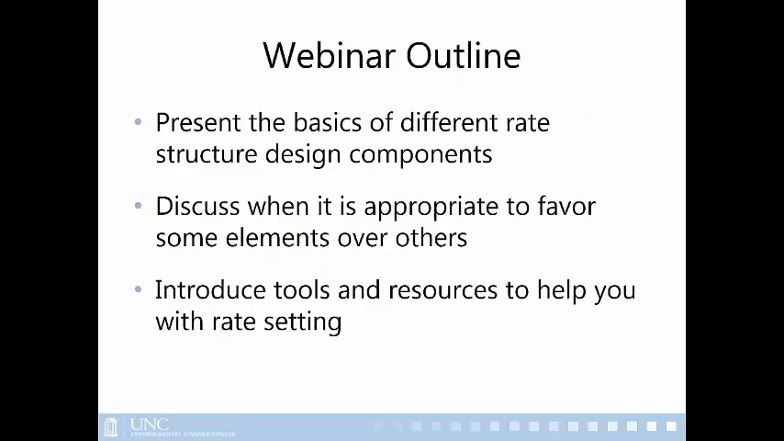So the outline for today's webinar will be presenting on the basics of different rate structure design components. I'll spend a little bit of time explaining the difference between rates and rate structures and focusing on the rate structures parts. I'll be presenting on the basics of rate structure design components and then discussing how and when it's appropriate to favor some elements over others based on the utility's objectives. And I'll also be introducing tools and resources to help you with rate setting along the way.